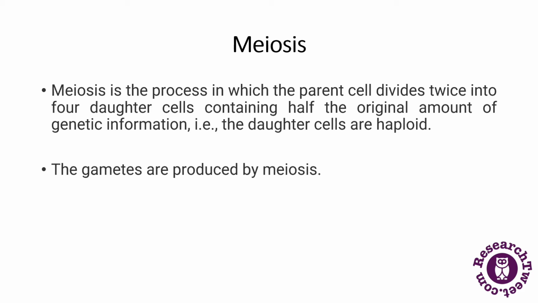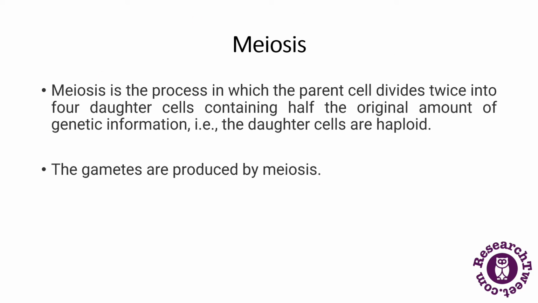So what is meiosis? Meiosis is the process in which the parent cell divides twice into four daughter cells containing half the original amount of genetic information, that is, the daughter cells are haploid. In meiosis the number of chromosomes is reduced to half. The chromosome number is half and the daughter cells are haploid. The gametes are produced by meiosis.